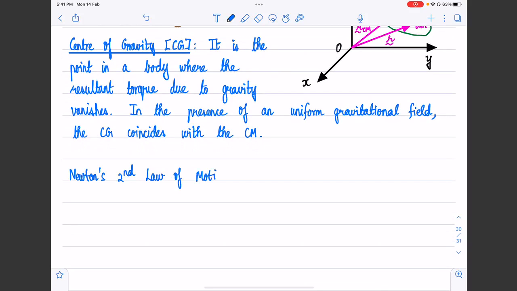Okay, so now we go to Newton's second law of motion. Any questions before we go ahead?